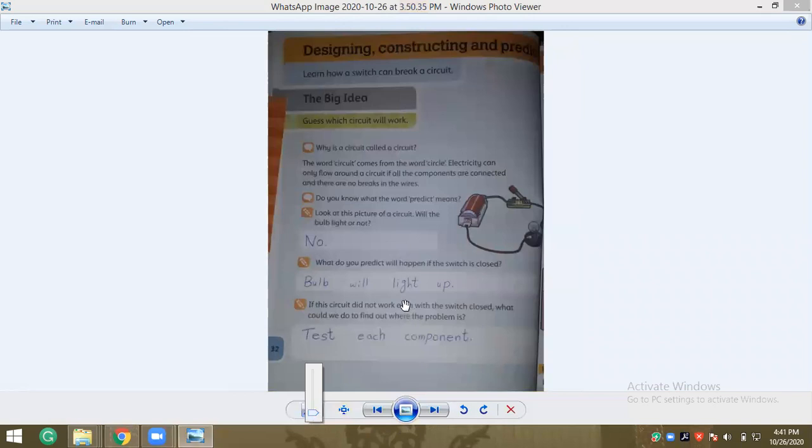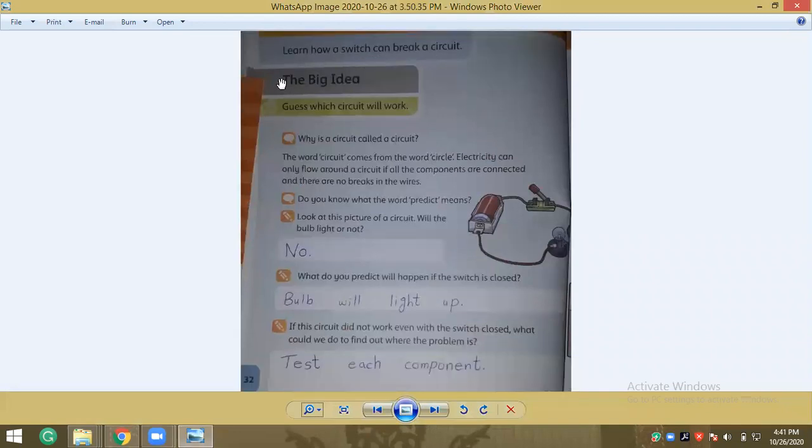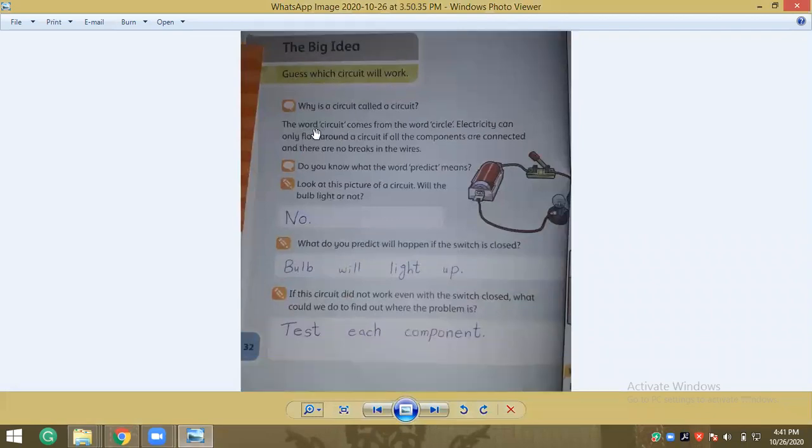Page 32 now. Designing, constructing, and predicting is the topic. Learn how a switch can break a circuit. Guess which circuit will work. This is the idea. Okay.